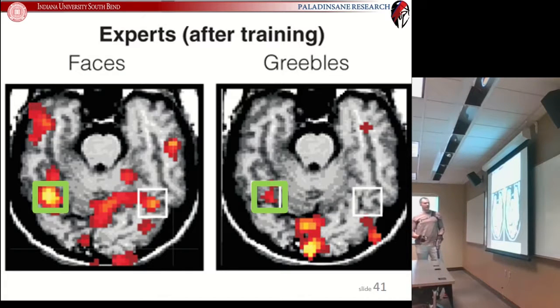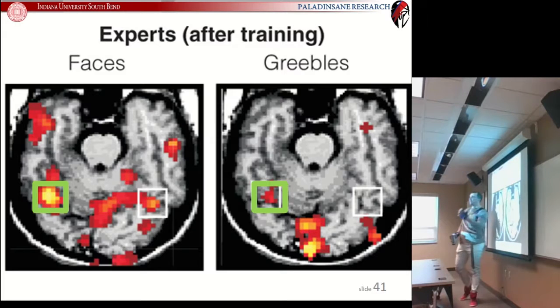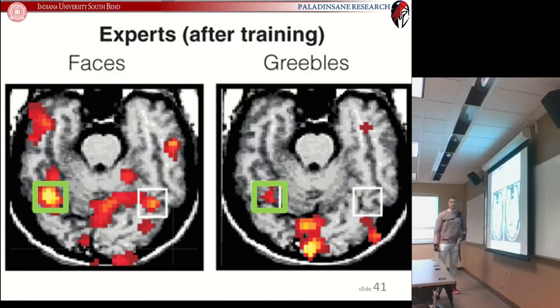Even with that little bit of training, it was thousands of trials, but I get thousands of trials of faces every single day. But even after just a few days of thousands of trials, we get that activation in the fusiform face area for Greebles, indicating experience-dependent plasticity.